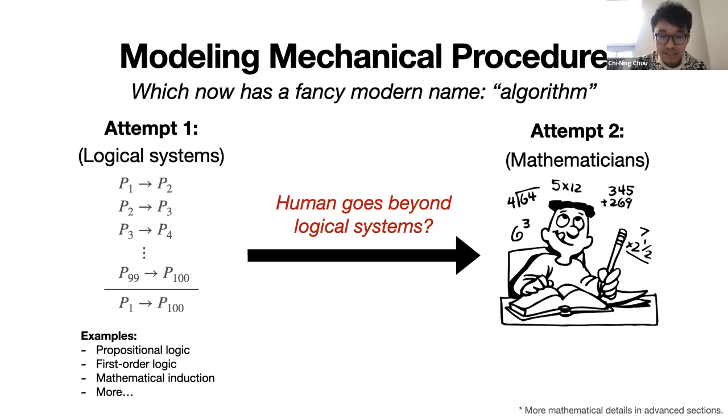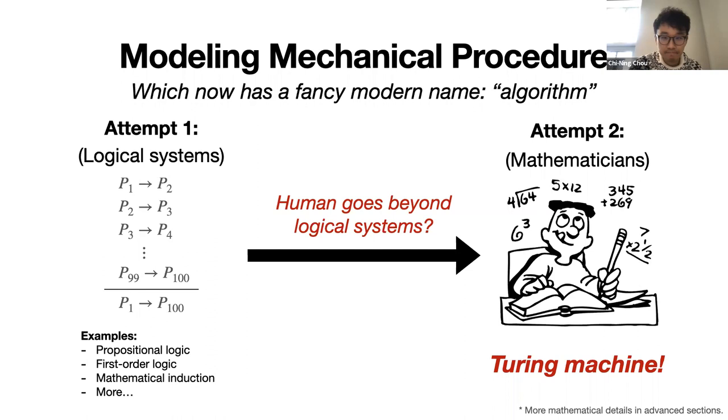So the second attempt, which to me is a very beautiful attempt, is to think that mathematicians seem to be the ones who do the most mechanical procedures, who do lots of this kind of work. Maybe then a good attempt is to have a mathematical model for mathematicians themselves. And this is exactly what Turing did with his very, very famous Turing machine, which I'll explain in the next slides. Turing used this Turing machine to capture mechanical procedure much better than logical systems, so that we can aim to answer Hilbert's questions, or Hilbert's dream.